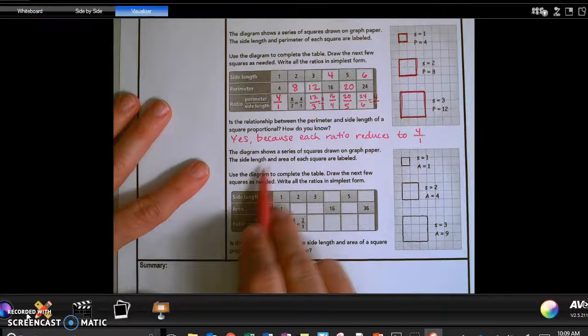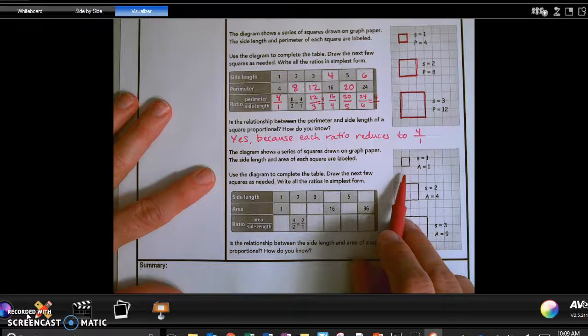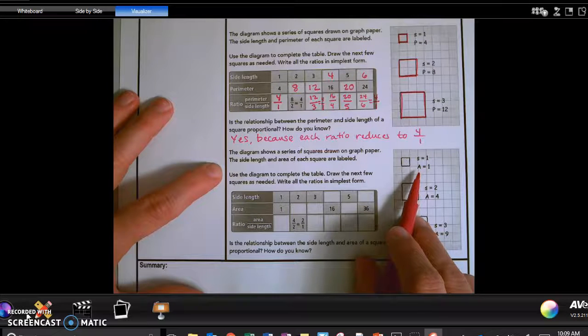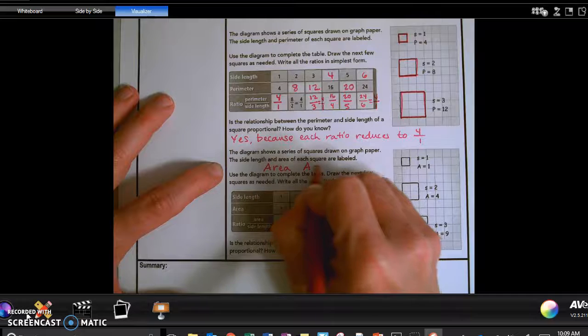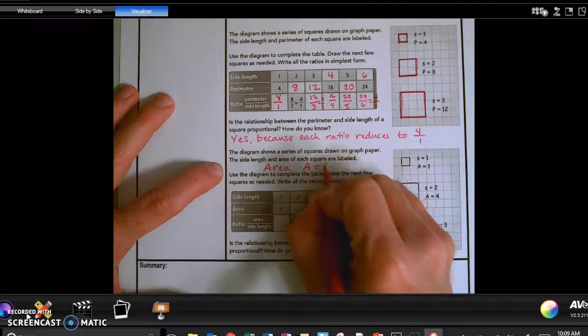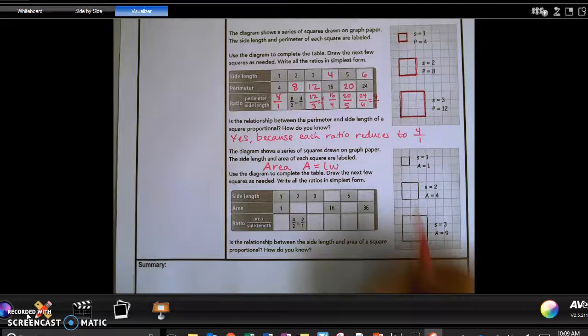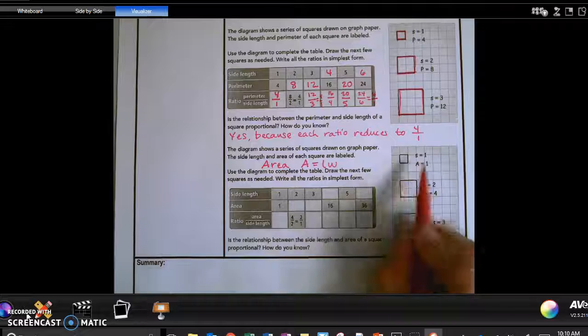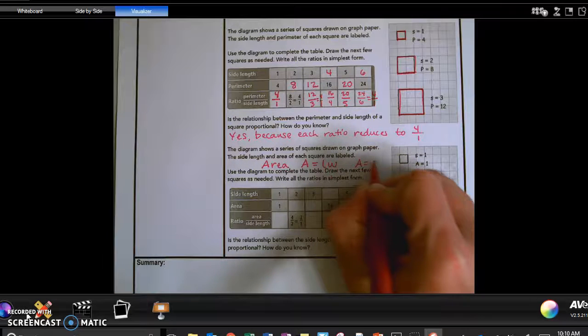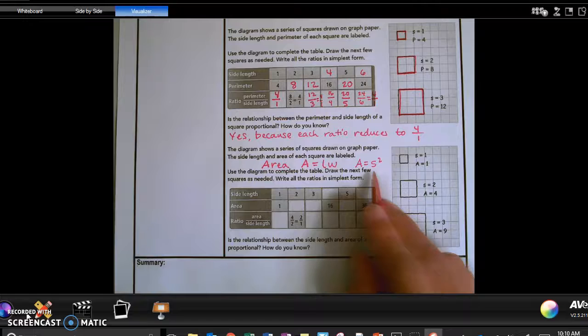The diagram shows a series of squares drawn on graph paper, but this time the side length and area are labeled. Now remember, with area, our formula says the area equals the length times the width. So I'm going to look at the length of the square times the width of the square. However, since it's a square, my length and width will be the same. So I can take that side length and multiply it by itself, or I can square it.